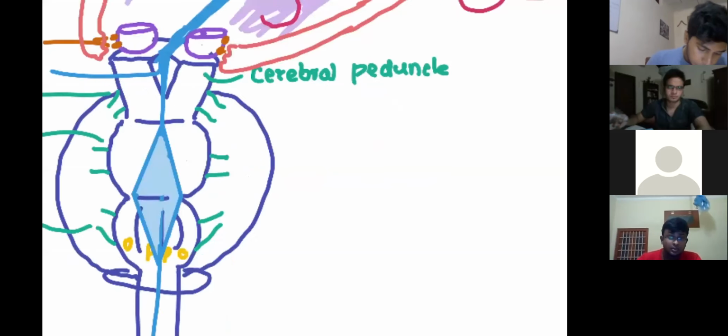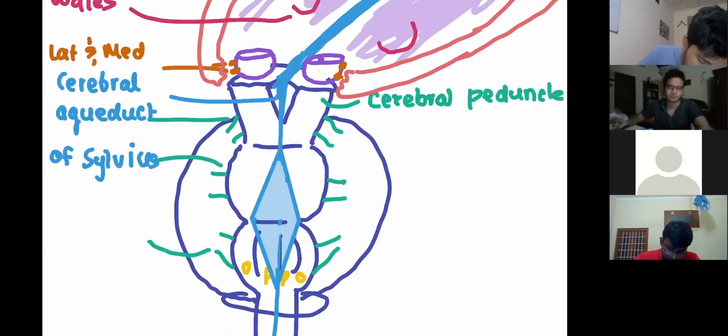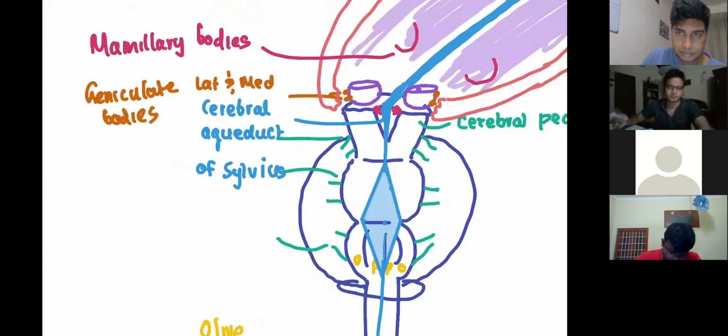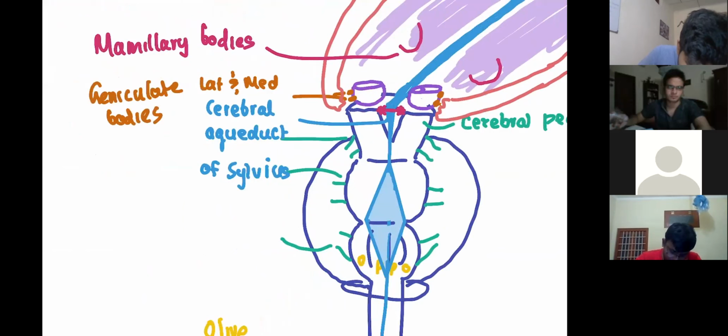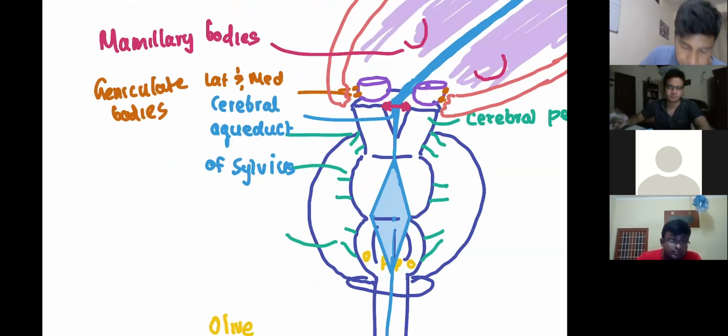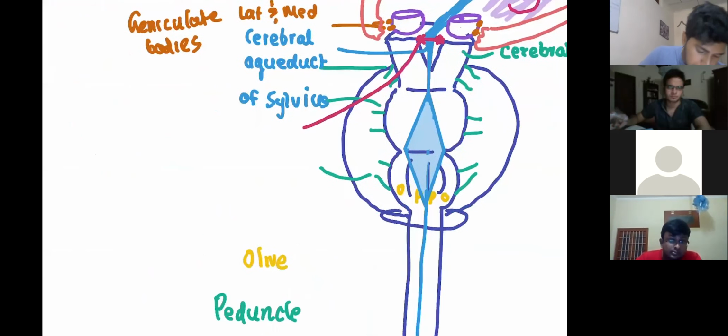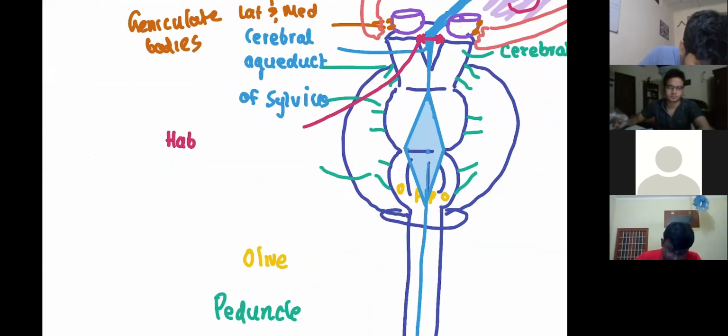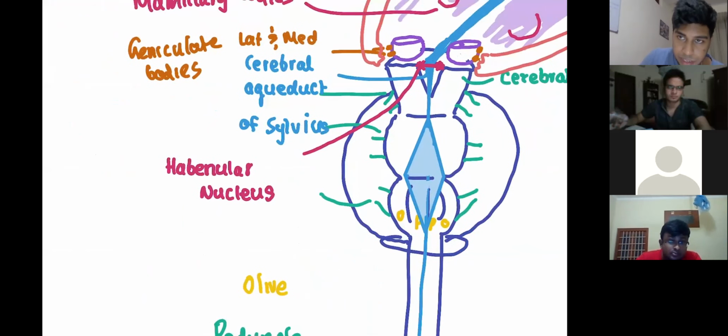Oh yeah, I forgot to include a few more structures that we discussed. There is a special nucleus, which is related to managing your hunger, your eating. It is called the habenular nucleus. It is related to your eating behavior.